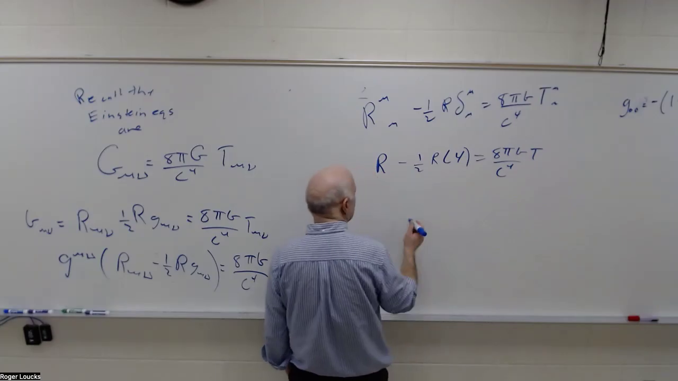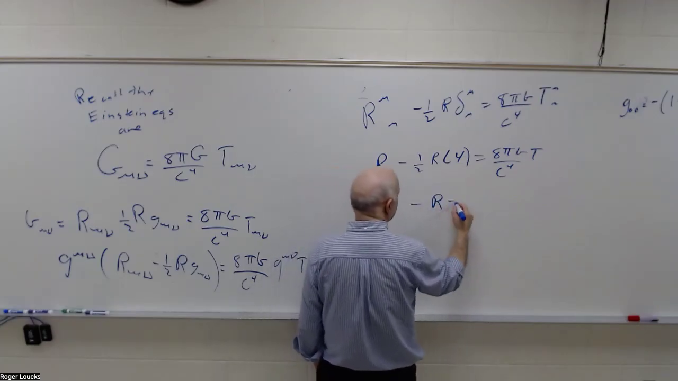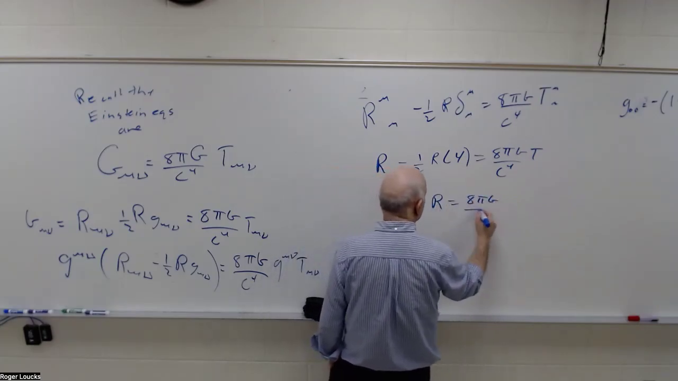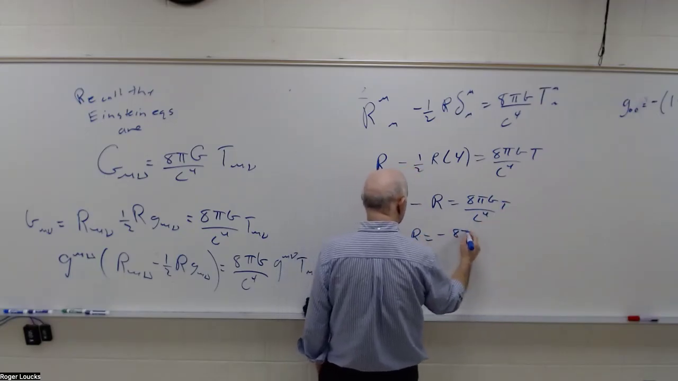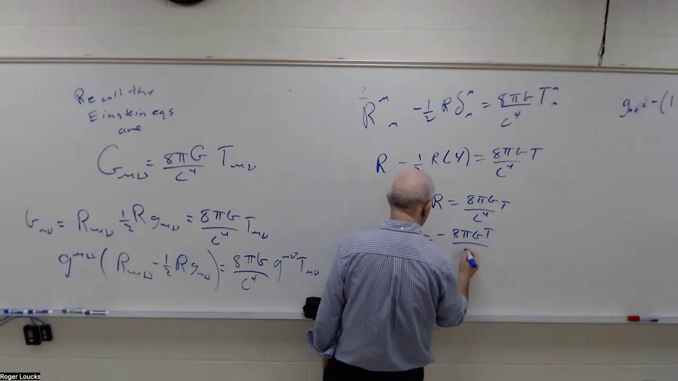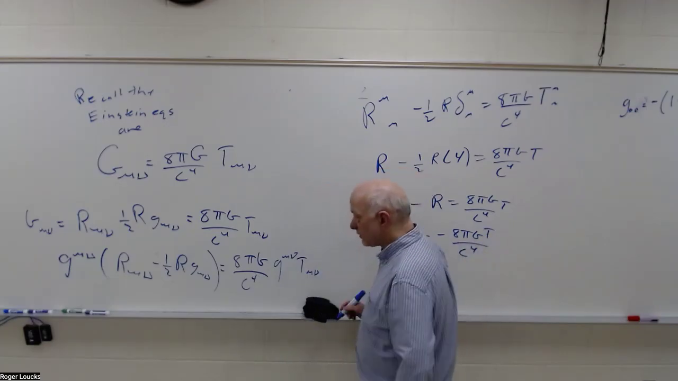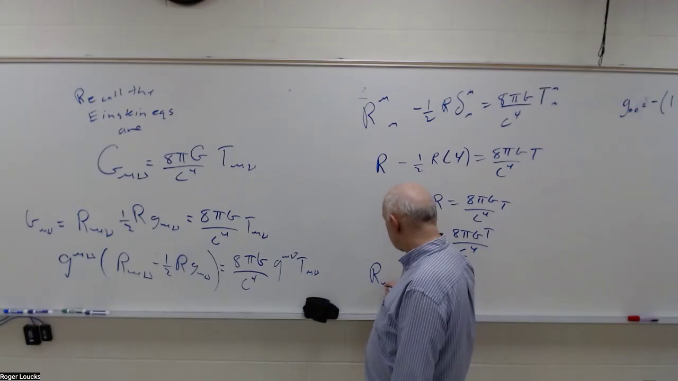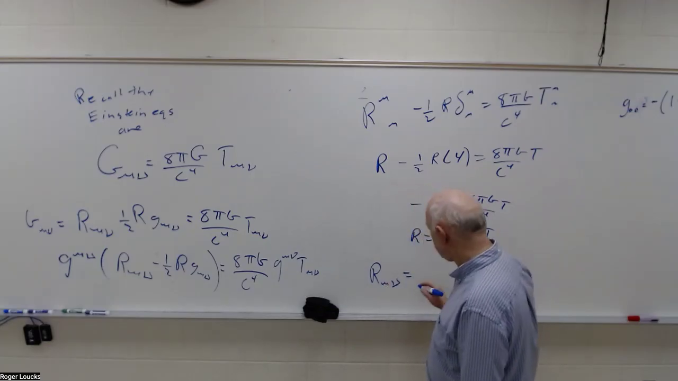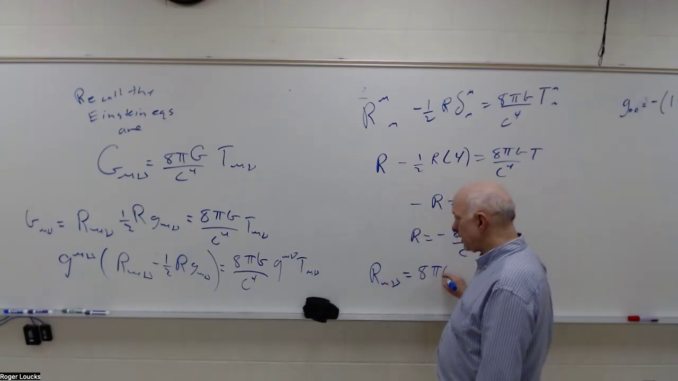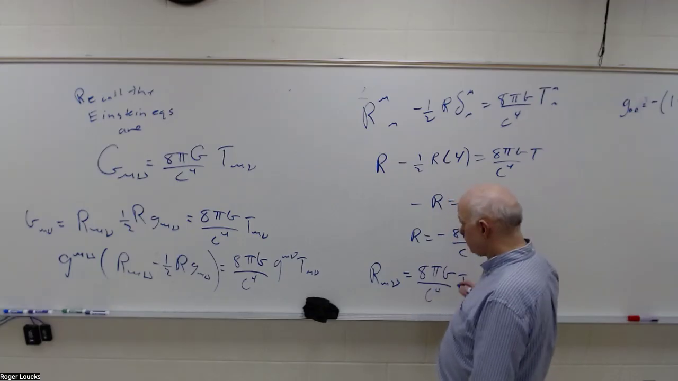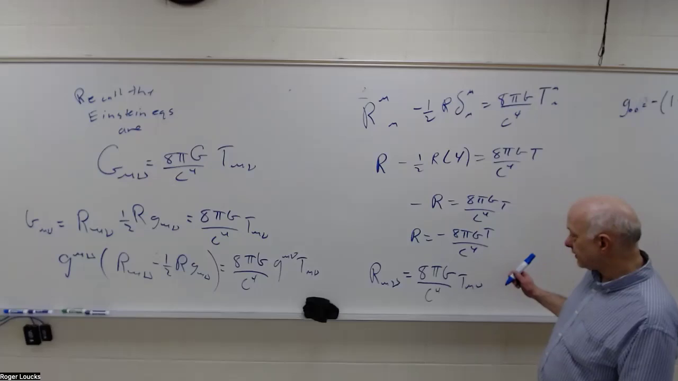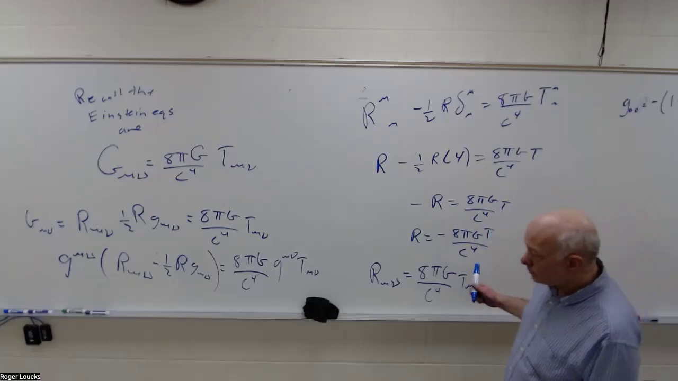So this is minus R equals 8 pi G over c to the fourth T, where this R is this guy here. So another way of writing the Einstein equations is this: R mu nu equals 8 pi G over c to the fourth T mu nu. And then if I take that over here.